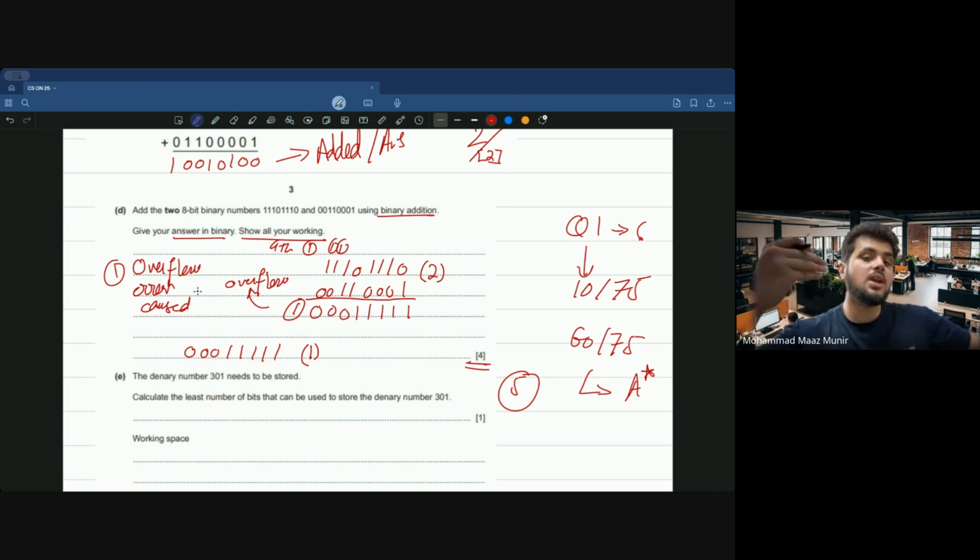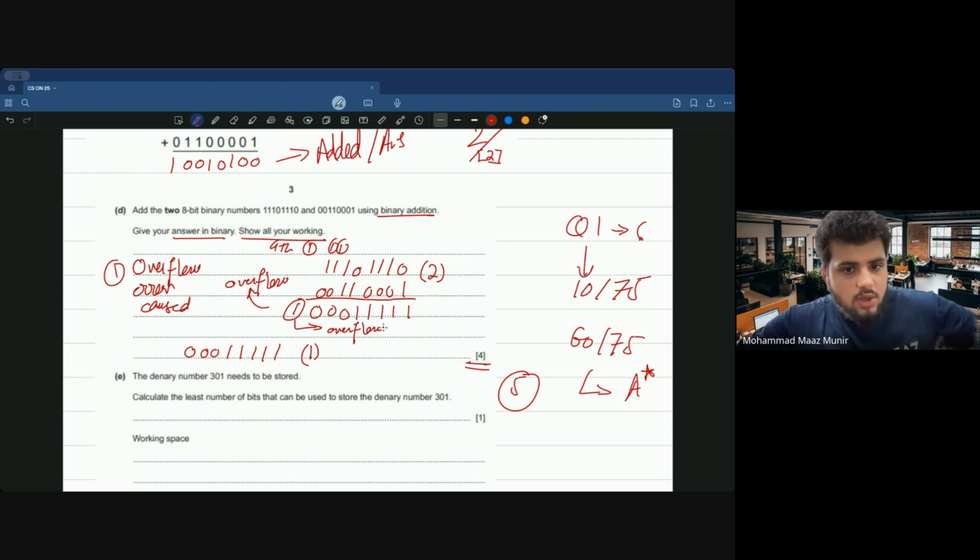So when you indicate that yes, we had an overflow, you should just write "overflow error," or just show it up here that we had an extra one, and maybe I write it like this, overflow, and then I don't write it up here. The examiner is going to give me a solid 4 and 4.